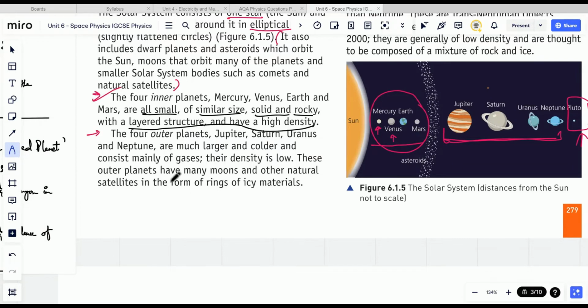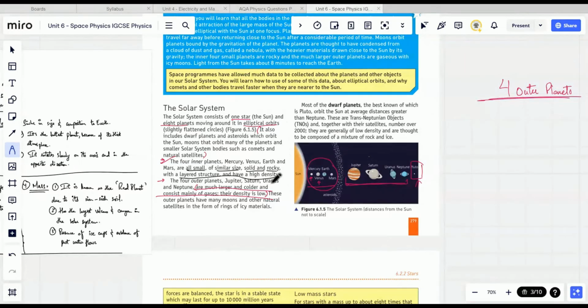The four outer planets, Jupiter, Saturn, Uranus, and Neptune, are much larger and colder and consist mainly of gases. Their density is low. So these are large planets which mainly consist of gases, and they have a very cold environment and the density is low. Let's write it down.